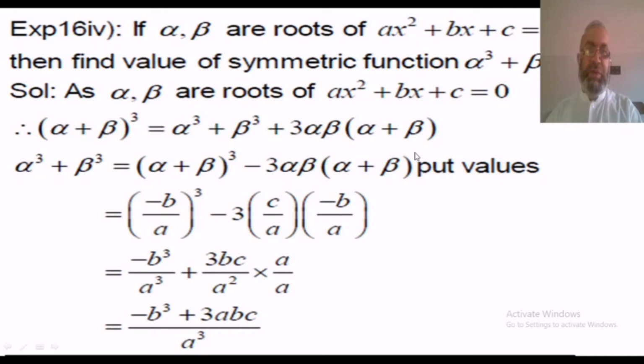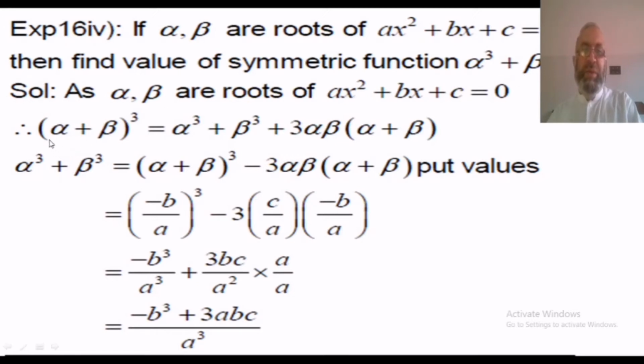Similarly, part 4, example 16, another symmetric function: alpha cube plus beta cube. How can we find the value? We will find the value of this symmetric function by changing it into sum and product of the roots of the given quadratic equation. As alpha and beta are the roots of this quadratic equation, the sum of the roots will be minus b by a and the product of the roots is equal to c by a. So we find the value of this symmetric function alpha cube plus beta cube.